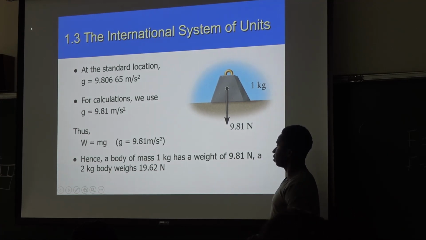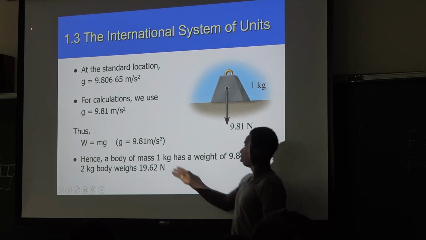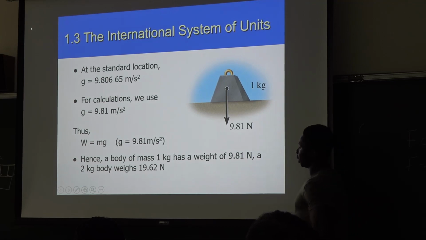Okay, and thus W is equal to mg, so g is 9.81 multiplied by m. Hence a body of mass 1 kg will have a weight of 9.81 Newton, and a 2 kg body will have 19.62. So we just stick to this. Whenever we need to use g, just use 9.81.